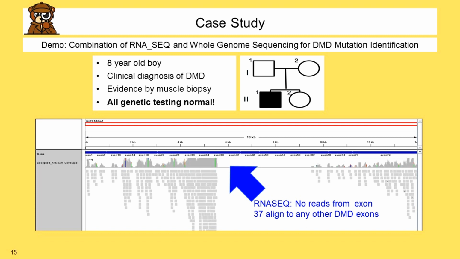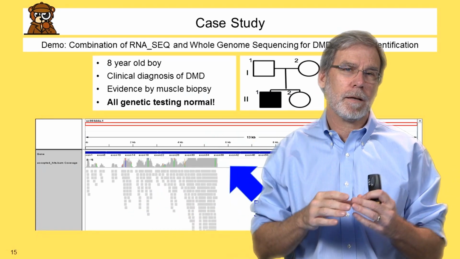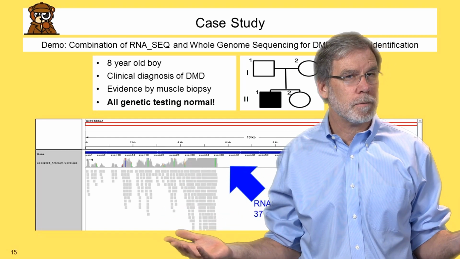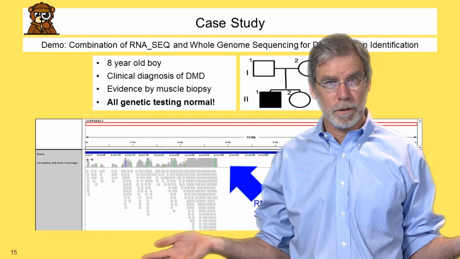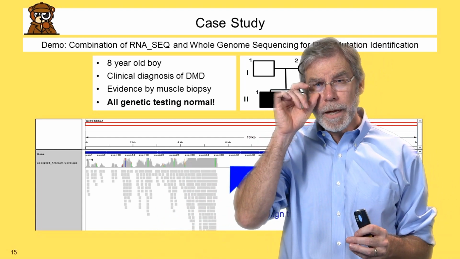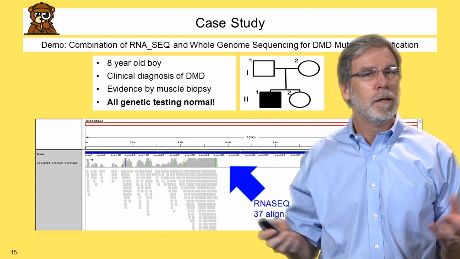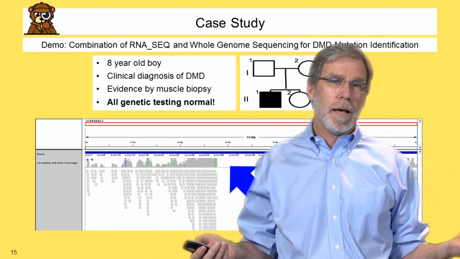A muscle biopsy was done, and the muscle biopsy showed dystrophic changes by the H&E, as we showed you in the earlier slide, and he had no dystrophin staining. So that's pretty consistent with the fact he's got Duchenne muscular dystrophy, and yet we can't find the mutation by sequencing the entire protein coding part of the gene, and we can't find it by very sensitive deletion duplication testing. So what gives? What could he have?